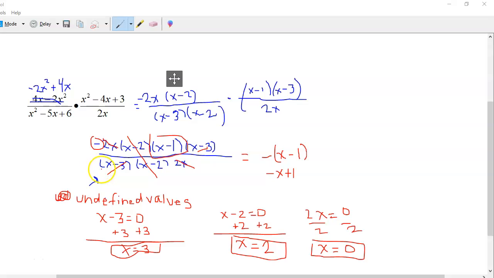Notice what we're doing. We look in the denominator of the expression before it's simplified. If we look in the denominator, it's this part right here. We're looking at every single factor in the denominator: x minus 3, x minus 2, and 2x. We set each one of those factors equal to 0. Do you see that we did that over here? And we're going to solve for x, isolate x by itself. Those values are our undefined values or our restricted values.